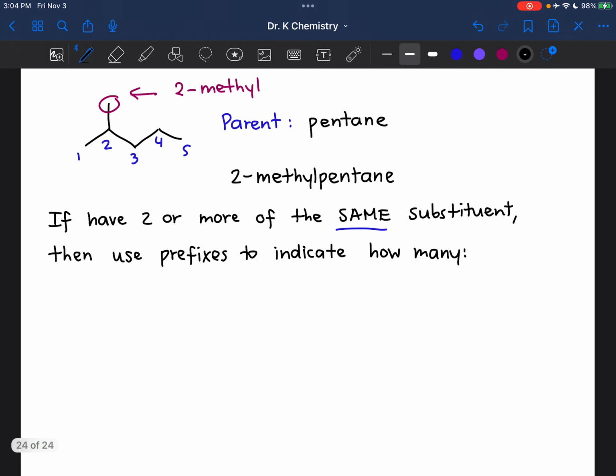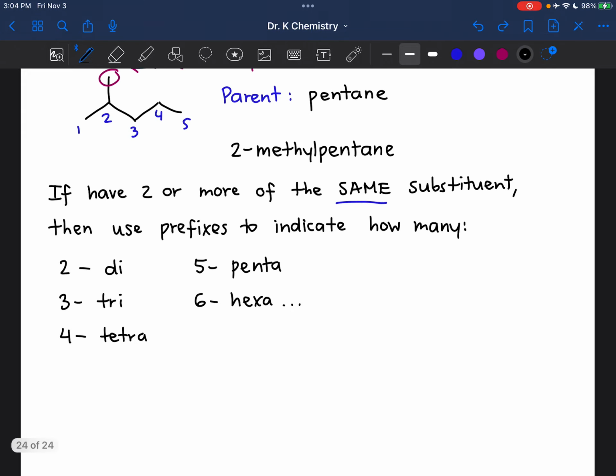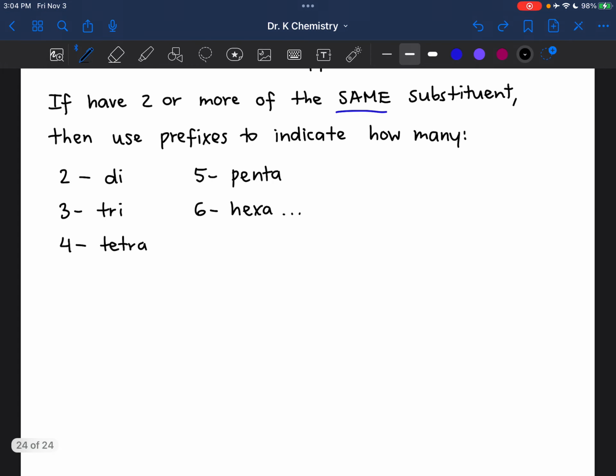If we have 2 of them, then the prefix will be di. If 3 of them, the prefix will be tri. 4 will be tetra. 5 penta. 6 hexa, and so on and so forth. In reality, you will probably rarely see the penta and hexa because the molecules would have to get really large in order for that to happen. But di, tri, and tetra do occur fairly frequently. So let's take a look at an example of that.